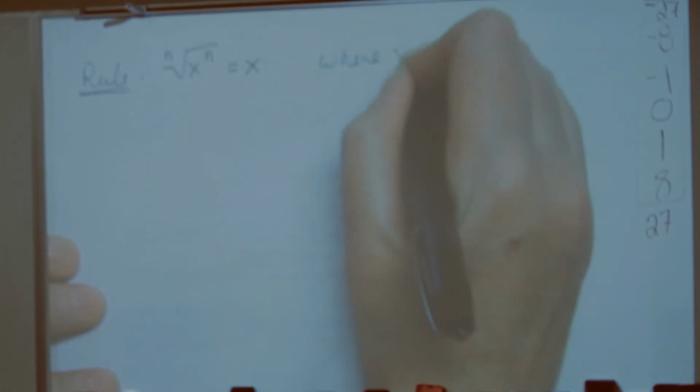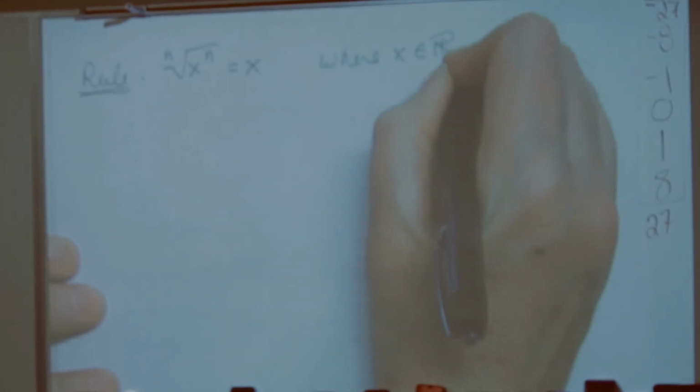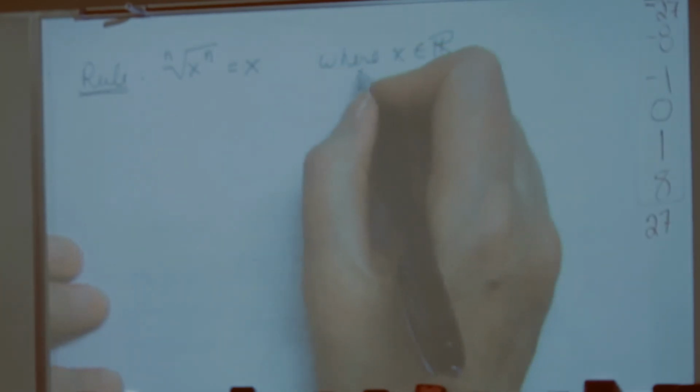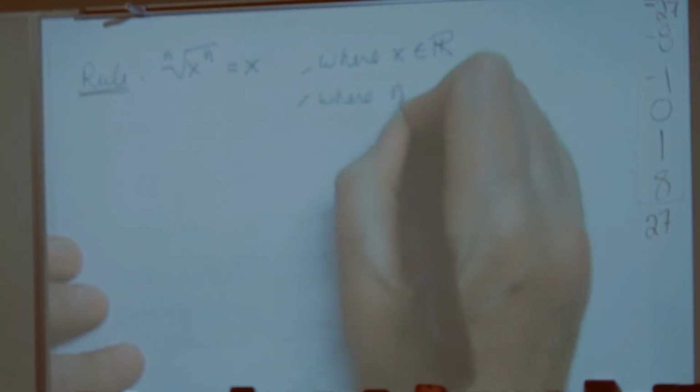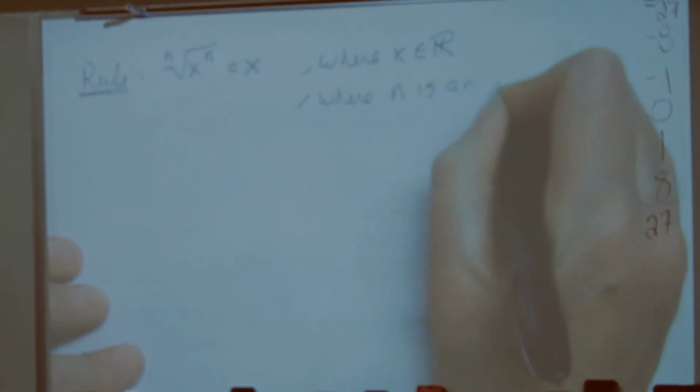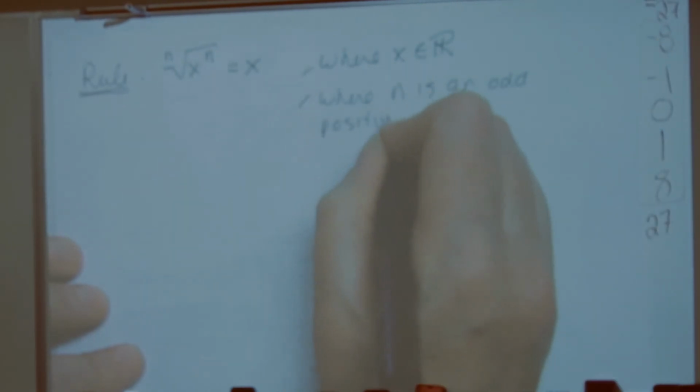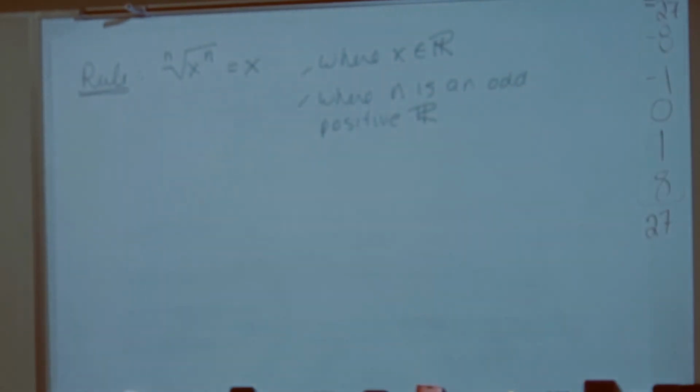Now, let's talk about this. Where x belongs to the set of real numbers. So that's one thing, x belongs to the set of reals. And let's talk about this. Where n is an odd, positive, real number, okay?